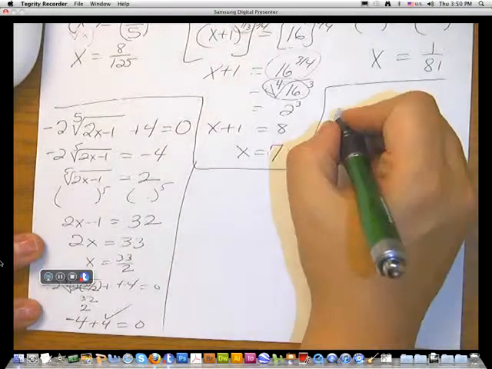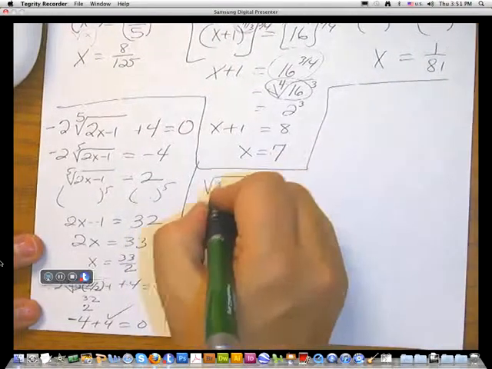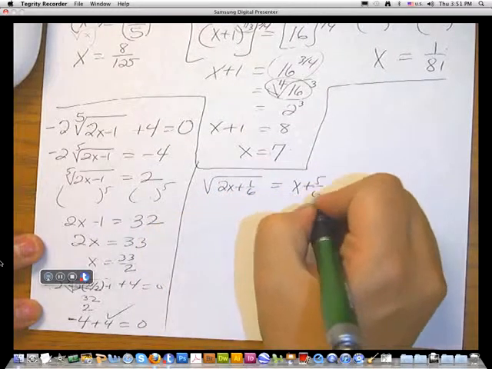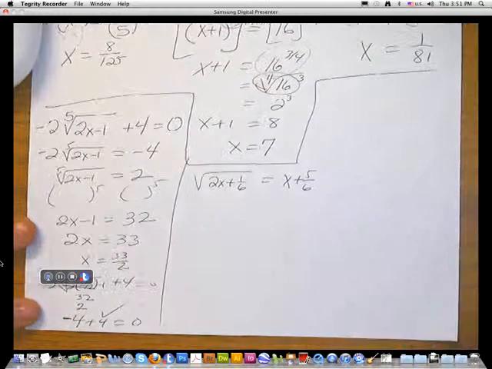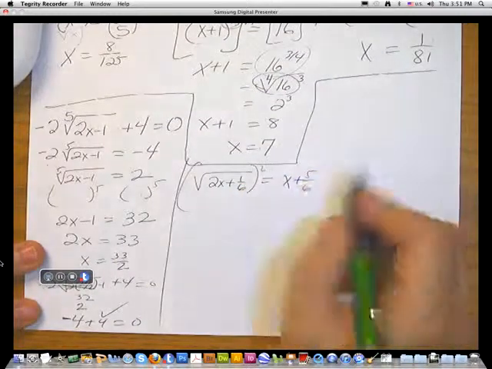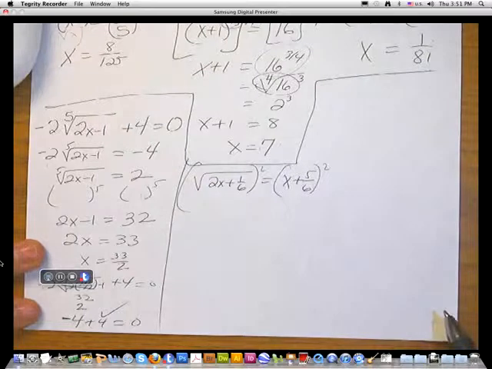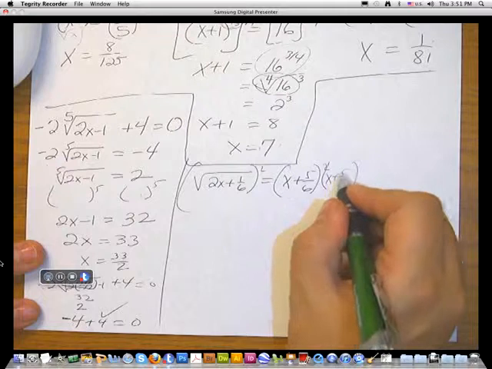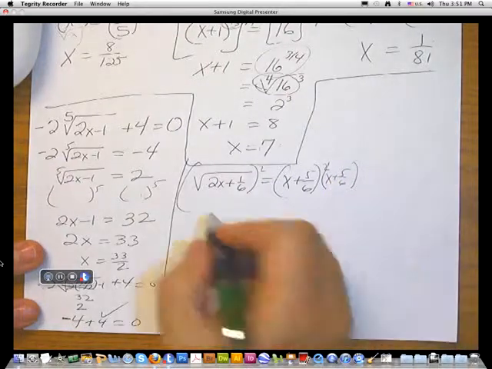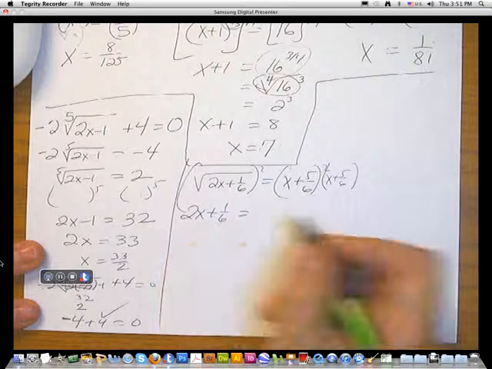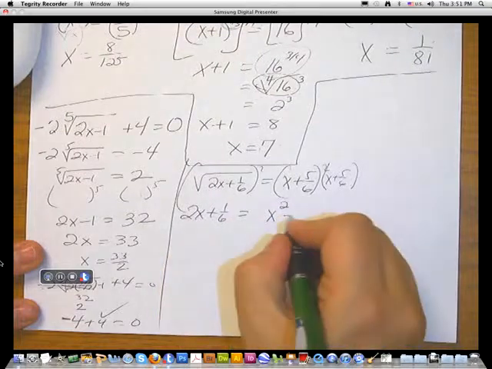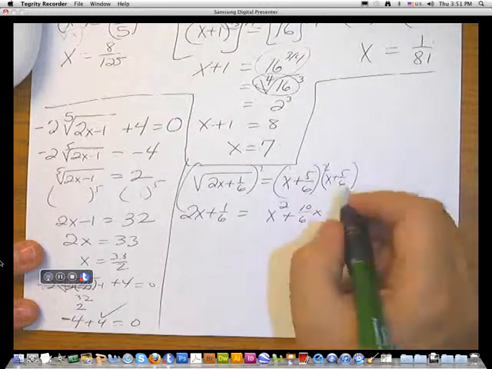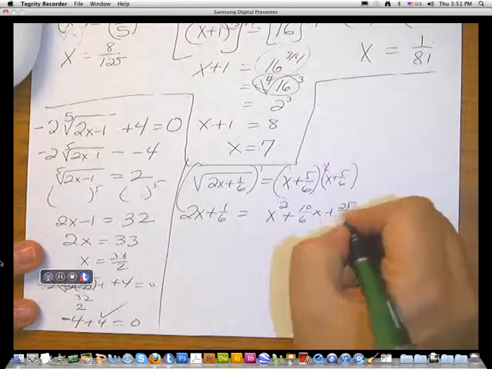Next one. Square root of 2x plus 1/6 equals x plus 5/6. Be careful with this one. I do have to square, but I have to square both sides. And when I square both sides, this now becomes a binomial that I have to do twice. So here I get 2x plus 1/6, but I get x squared plus 10/6 x, and I just didn't reduce it, plus 25/36.